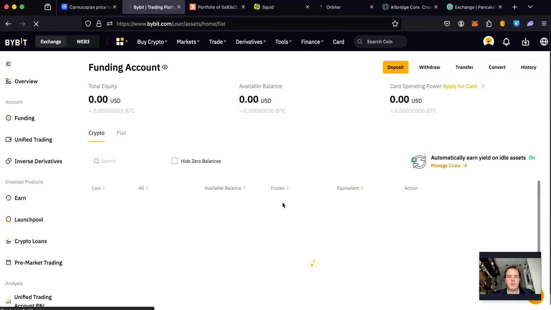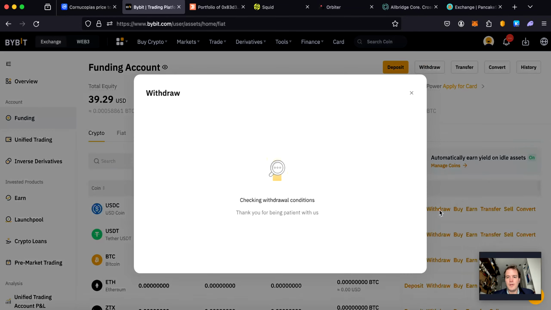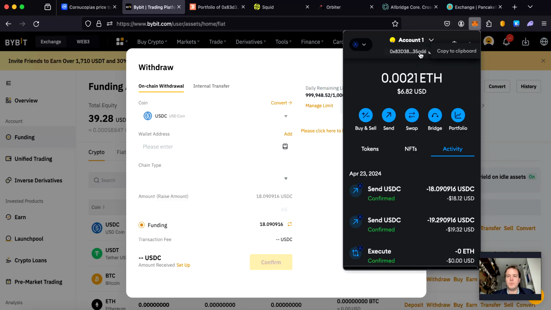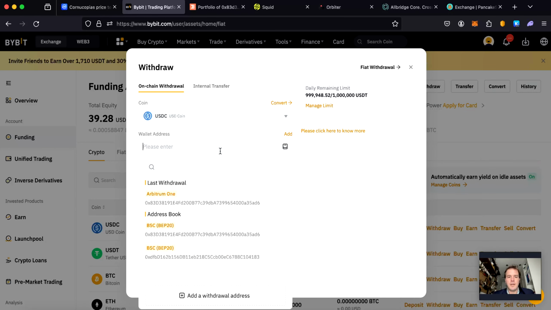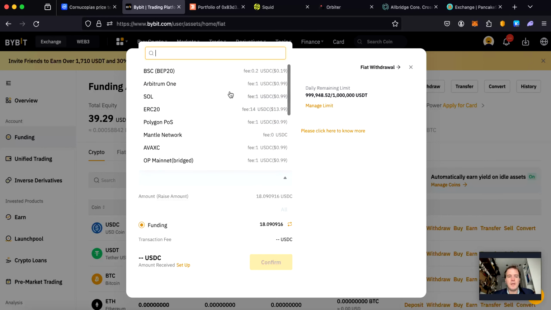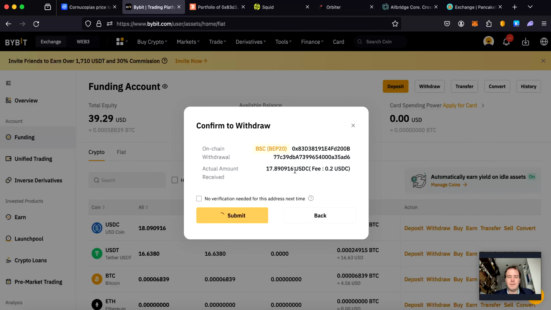And we can withdraw our USDC, and we can withdraw it to our MetaMask wallet, which we've got here, and we can withdraw it to a different chain. So we wanted to buy it on BNB, right? So that's BSC, that's Binance Smart Chain, that's what BSC stands for. And we're going to do a max, and then it's going to prompt us for a couple of security tidbits.